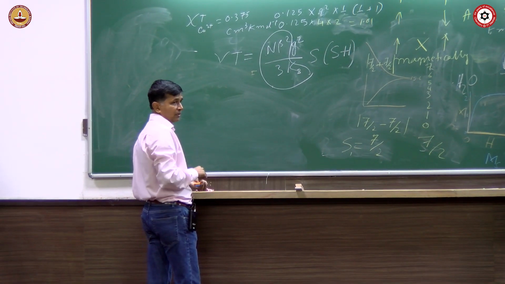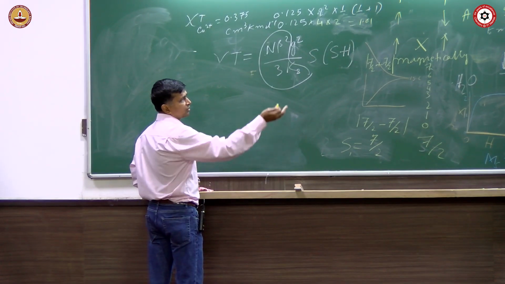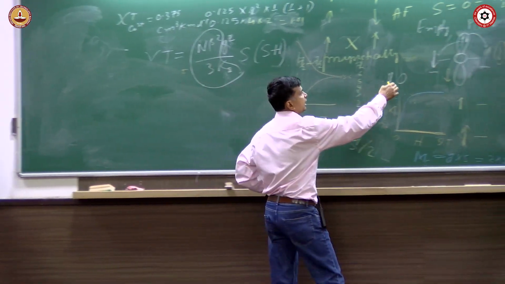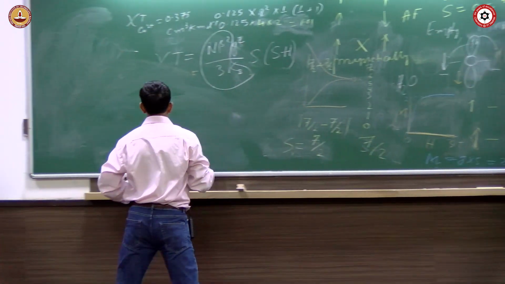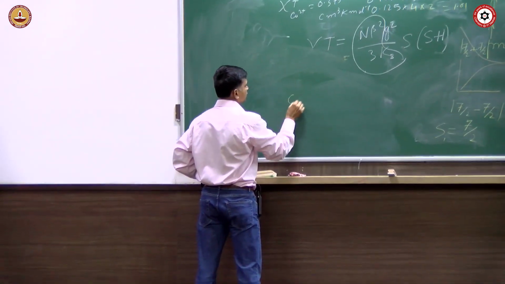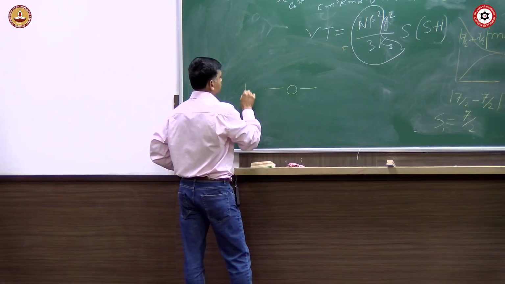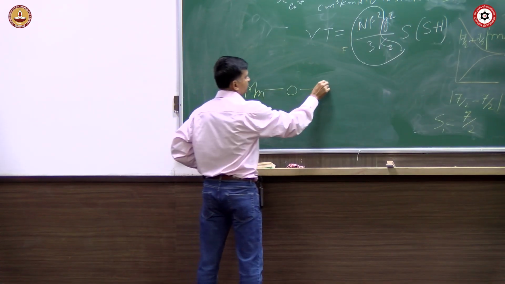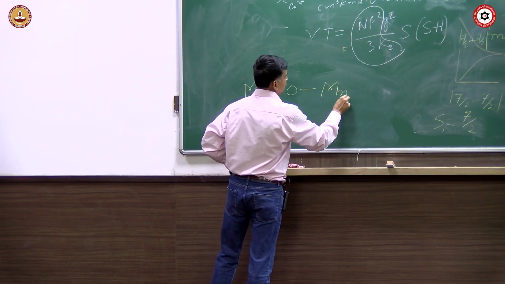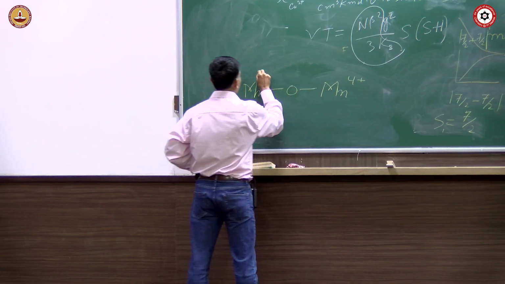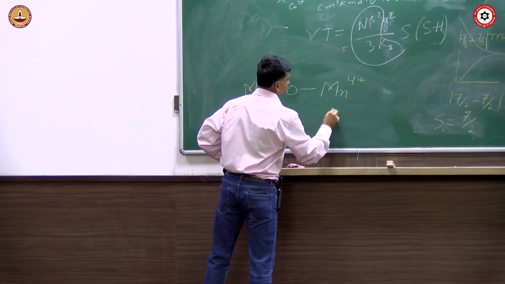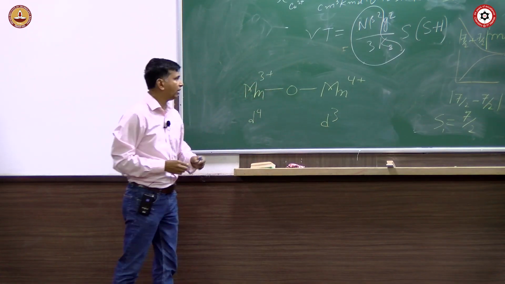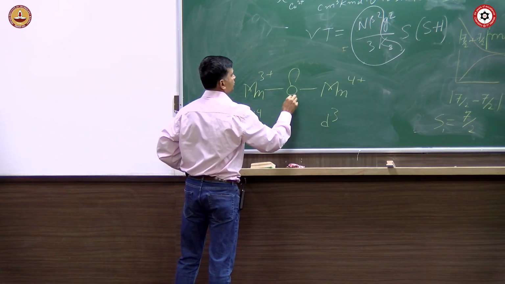Double exchange happens when electrons are not jumping from here to here, they try to couple through them. Another case happens where the electron can hop between the atoms, and suppose manganese, the famous example is manganese 3 plus and 4 plus ions. So this is a D4 system, and this is a D3 system.